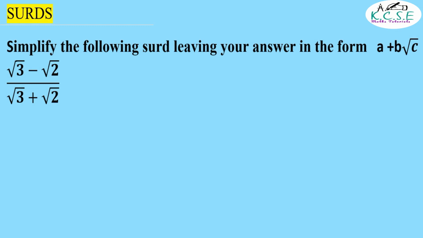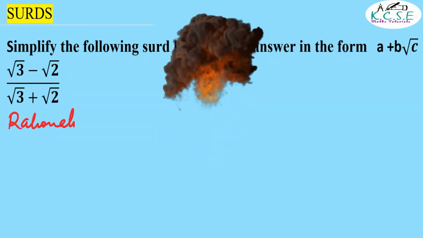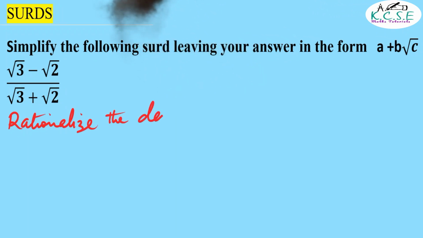Simplify the following surd, leaving your answer in the form a plus b root c. So when simplifying this surd, we'll start by rationalizing the denominator. Rationalizing the denominator is the first step. We rationalize the denominator by multiplying both the numerator and the denominator by the conjugate of the denominator.